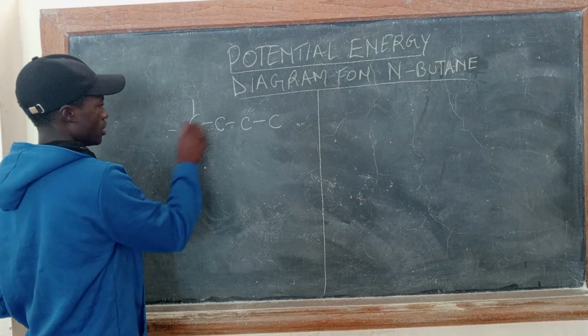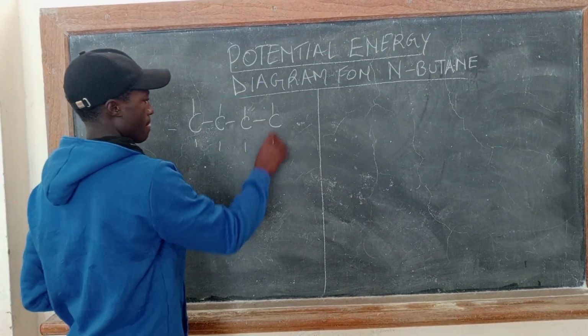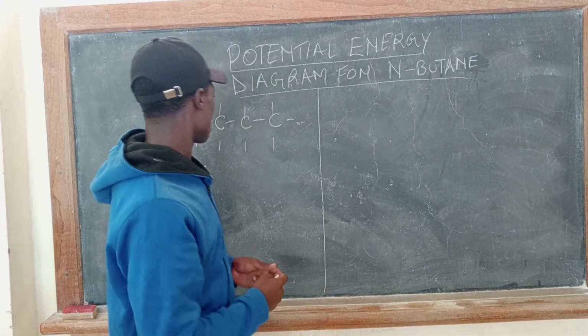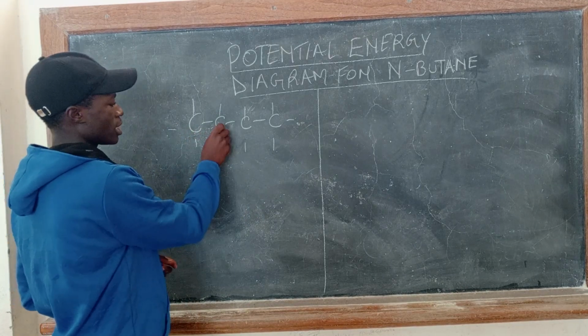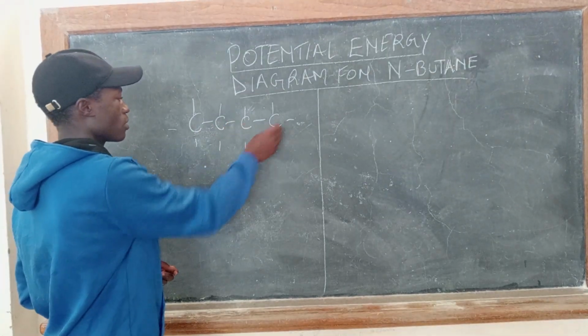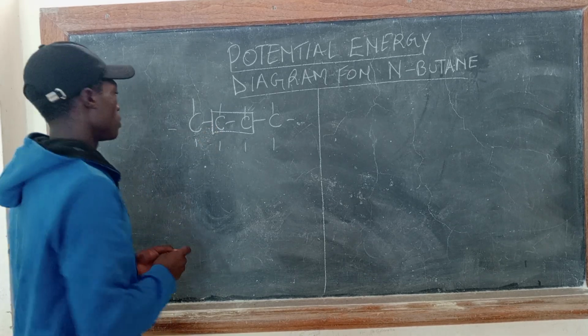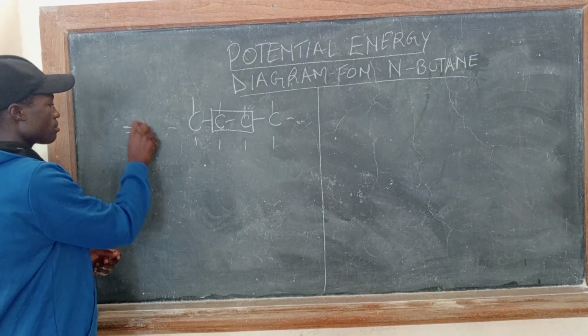bonded to hydrogen atoms. So we are going to do the rotation about carbon 2 and carbon 3. This is the first carbon, second carbon, third carbon, and the fourth carbon. So we are going to do rotation about this particular bond. Now we are going to view it from this side.